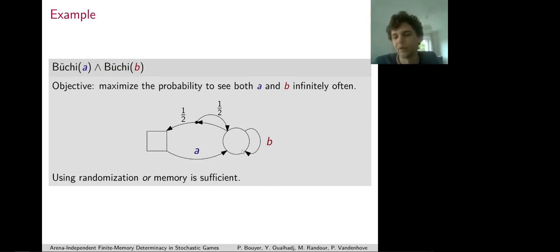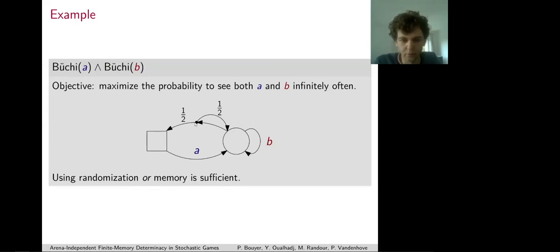So that strategy would be randomized because you need to play something with some probability and some other thing with some probability. But you don't need memory because you always do the same thing in the same state. Another way to win would be to use memory but no randomization. So you might start by taking that transition to see B, and then you try to go leftward until you see A. And when that's done, you see B again, and so on.